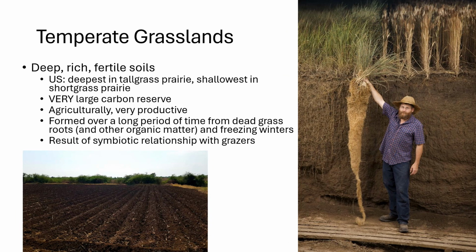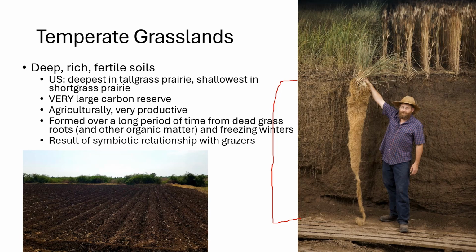Now, temperate grasslands are the first biome that we're getting to where there is more carbon in the soil than there is carbon in the vegetation. So temperate grasslands can have very deep carbon-rich soils. Look at how deep this soil is compared to this normal-sized human being right there. Notice how deep those grass roots go.